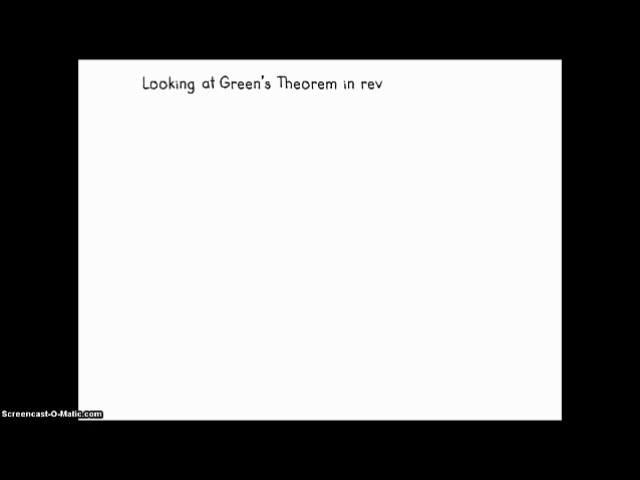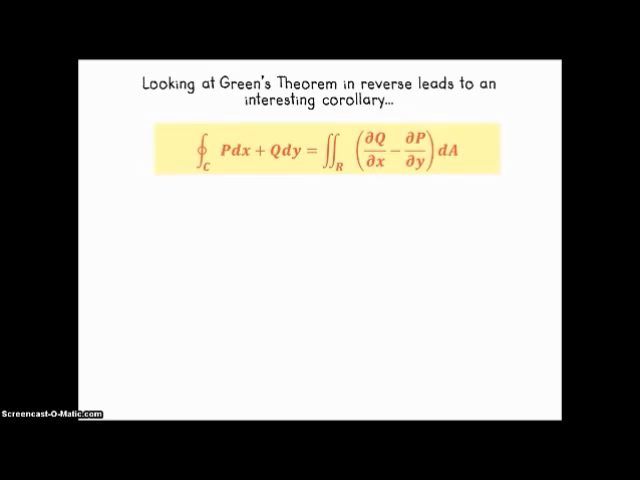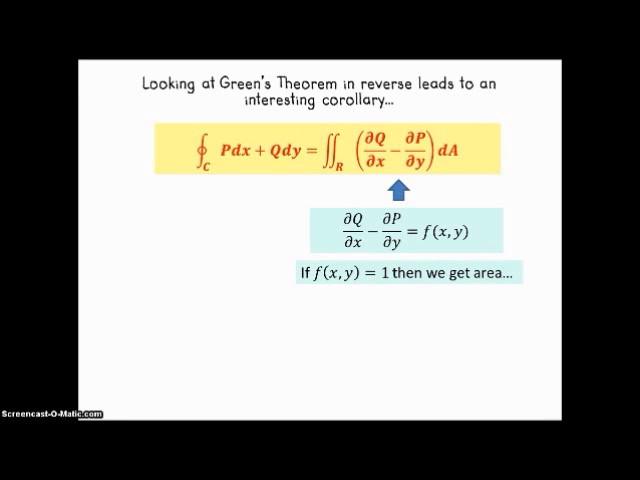Looking at Green's theorem in reverse leads to an interesting corollary. So let's look at the integral that integrates over the area of the region R. If we call the difference of those two partial derivatives a function, which it will be, a function in x and y, then if that function were to equal 1, we would get the area of the region. So this is going to be another way of figuring out the area of a region.